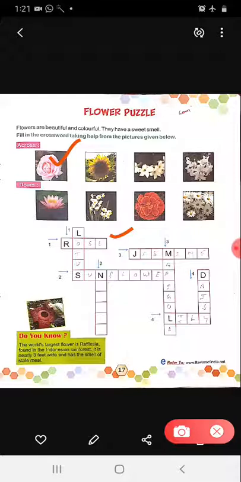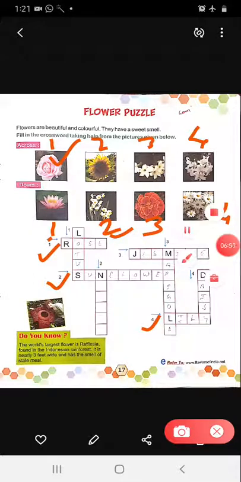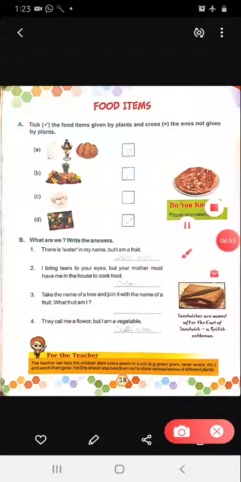Okay, I think there's a little confusion about the numbering of the flowers. So this is 1, this is 2, 3 and 4. Same here, this is 1, 2, 3 and 4. Okay, now there is no confusion regarding the number of the flowers. Okay, complete it on your own.